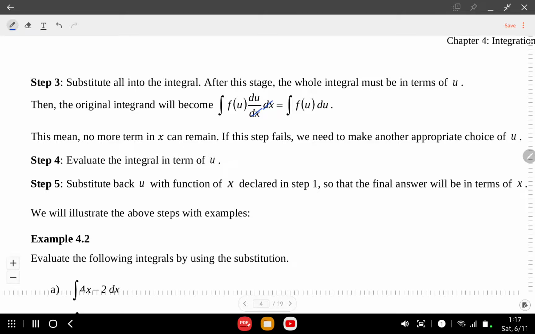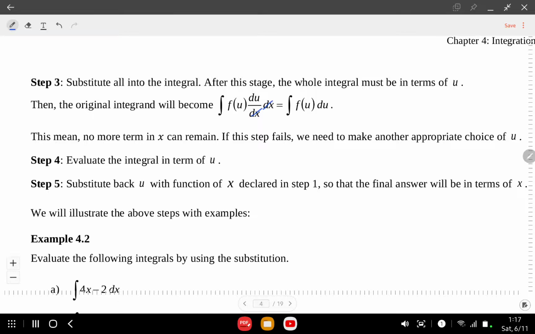And then the next step is you need to substitute all the assumptions, which are u and du over dx, into the original question, and then simplify it until you get the question all in terms of u only. Okay, no more x terms. Only if your function is all in terms of u can you integrate the function.